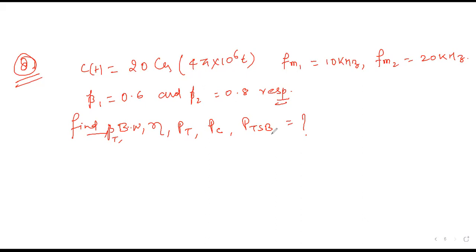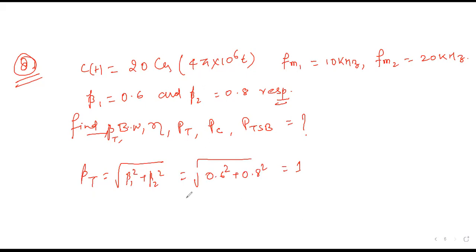Yes. What is beta t? Beta t is the square root of beta 1 square plus beta 2 square, which is the square root of 0.6 square plus 0.8 square. This is equal to 1. This is beta t.